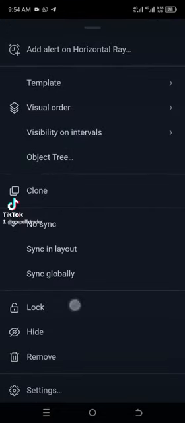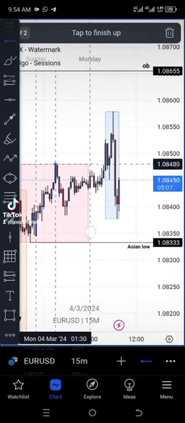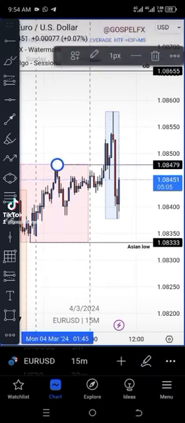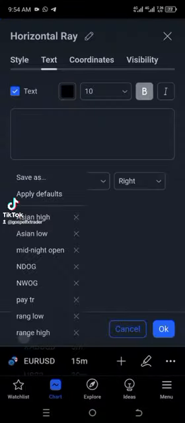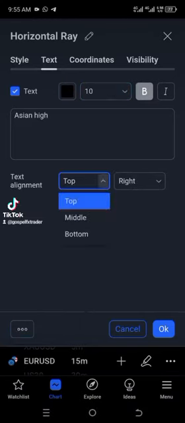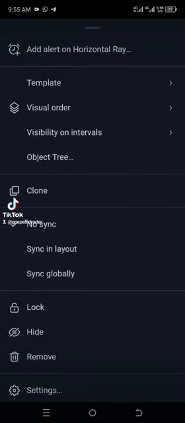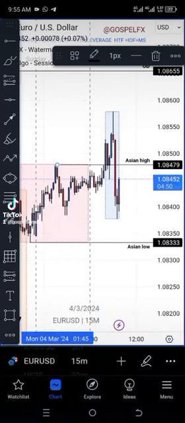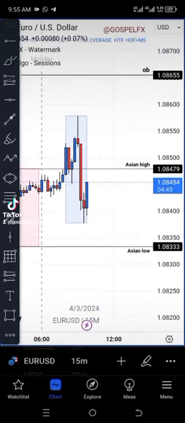First and foremost, I'm going to be marking out my Asian range. You mark out your Asian range low, and then also your Asian range high. You need to first of all know whether your Asian session was accumulative or did it expand. If your Asian session was an expansion, then you will know that London session is likely not going to give you a huge expansion again, right? Most of the time London will bring a continuation, and sometimes it can also bring a reversal.